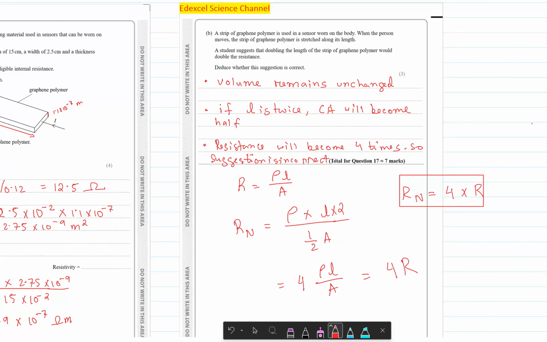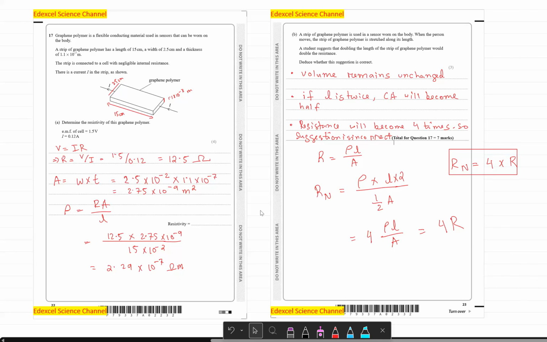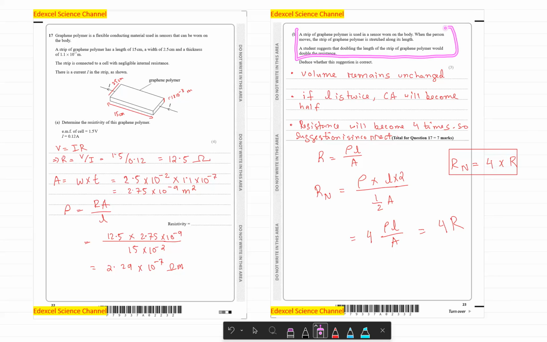Okay. So that is it for question number 17. I hope that you guys understand this. Please also make sure that you understand what they're saying in this question, that they're not actually adding another polymer, but rather stretching the polymer itself.